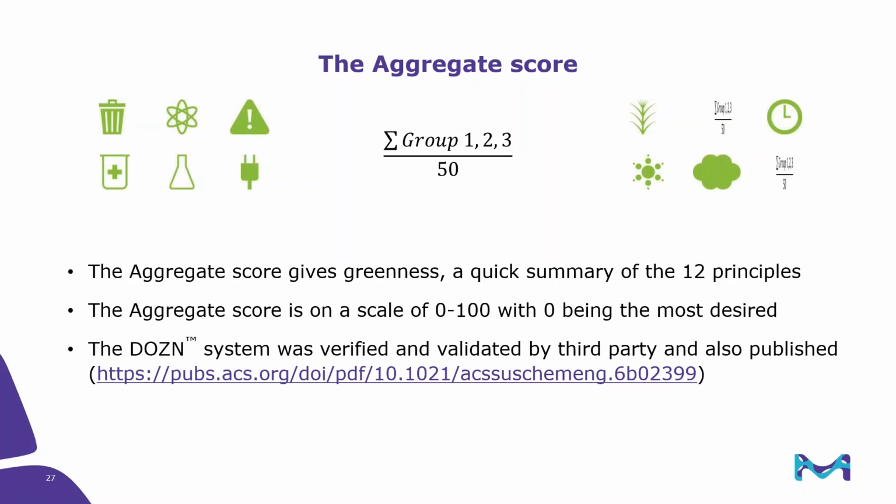So the aggregate score gives greenness, a quick summary of the 12 principles. Our system was verified and validated by a third party and also published in the ACS Sustainable Chemistry and Engineering Journal. How to apply the DOZN tool?